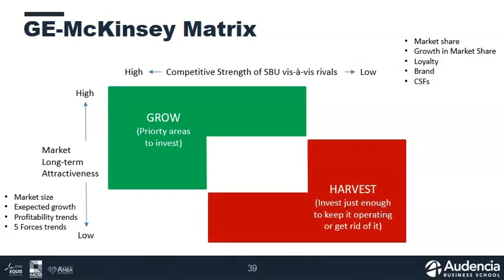The second group of companies would be maybe down on the right-hand bottom corner, where the long-term attractiveness of the sector is low. So it may be an industry or market where we think, hey, this doesn't look that great. Maybe we shouldn't be here anymore. And we have business units that don't have competitive strength relative to their rivals. So we may want to be focusing on harvesting these, or investing just enough to keep them operating, or maybe get rid of them.